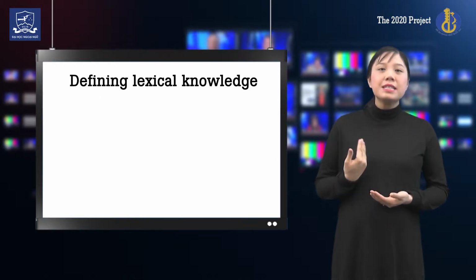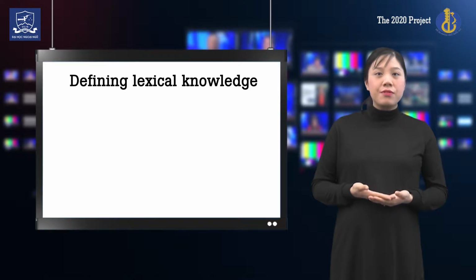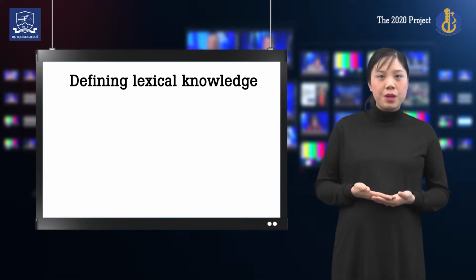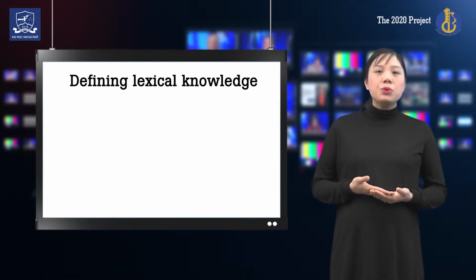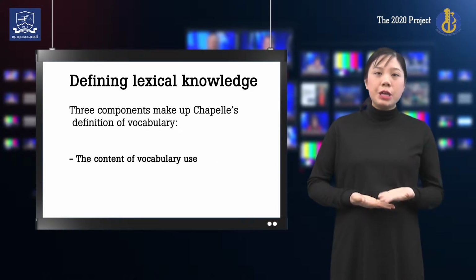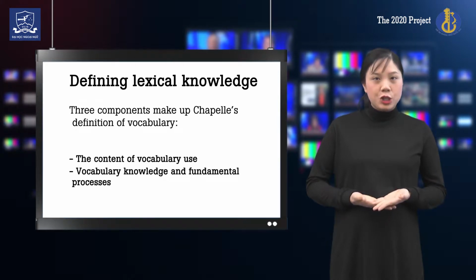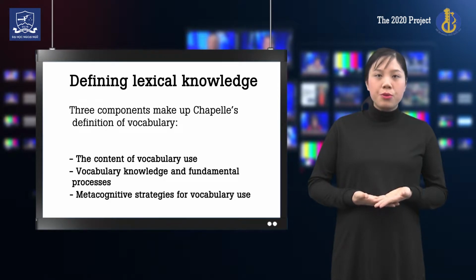So, what does it mean to know a vocabulary item? One way to answer this question is to try to clarify everything a learner has to do to acquire a vocabulary item, or in other words, the vocabulary ability. According to Chapelle in 1994, three components make up the definition of vocabulary ability: the context of vocabulary use, vocabulary knowledge and fundamental processes, and metacognitive strategies for vocabulary use.